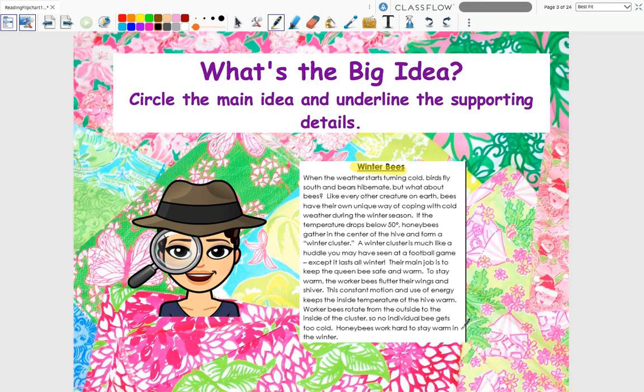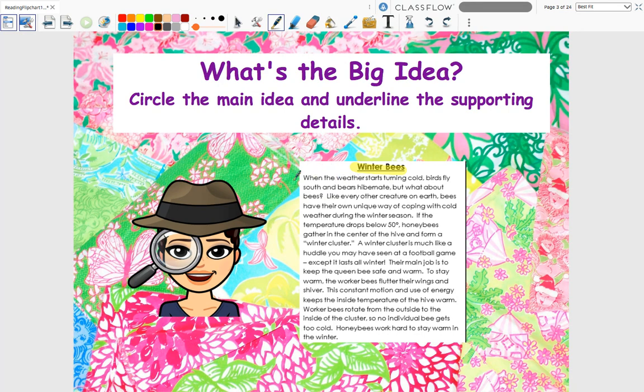So who and what am I talking about? Well, I see something here about bees. I know here we're talking about bees. And what is it about bees that we're learning about? Well, during the wintertime, there's things they have to do to stay warm like the rest of us, right? Okay, so I'm going to go ahead here and look back through.